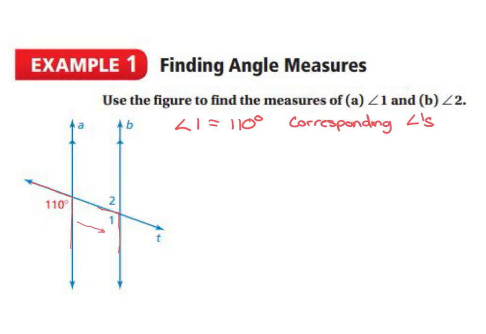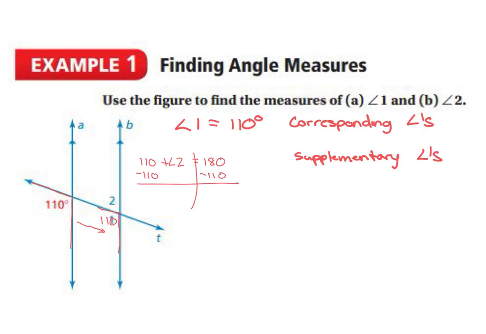And then if we know that angle 1 is 110, then we could use supplementary angles. Because we know that 110 plus angle 2 is 180. So we could take away 110 from both sides. And we get angle 2 equals 70 degrees.